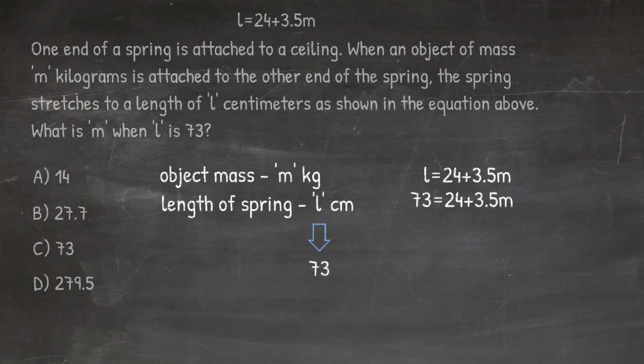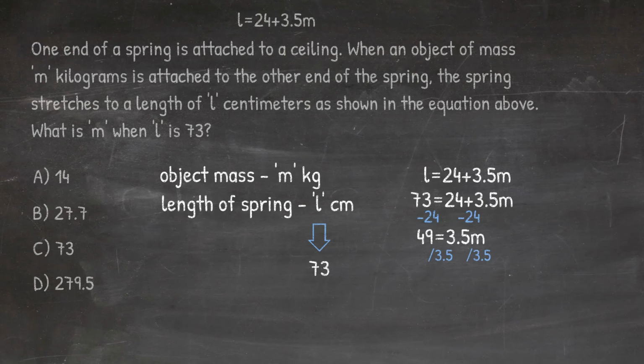This comes down to manipulation techniques that we have developed earlier. In this case, 24 is on the side of m, and let's try to shift it or eliminate it. So to counter plus 24, let's subtract 24 from both sides. What we get is 49 equals 3.5 m. Now we're still working on isolating the m, which suggests that since m is multiplied by 3.5, we need to reverse that and divide by 3.5.